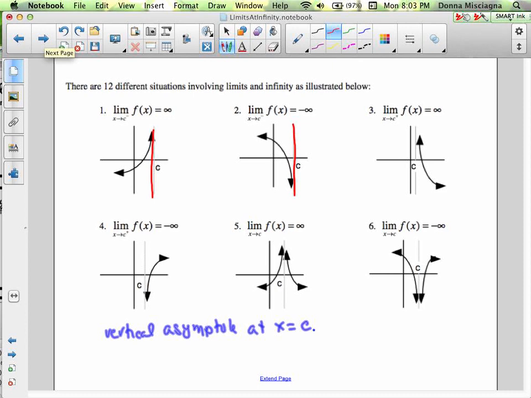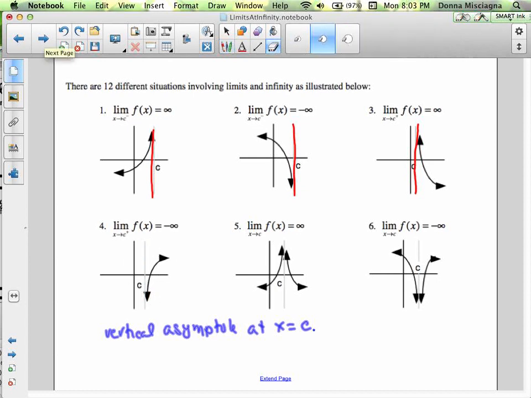Now let's look at the right-hand side. Here, as x approaches c from the right-hand side, our function is approaching infinity. Here is our vertical asymptote again. Oops, I just crossed my own function.